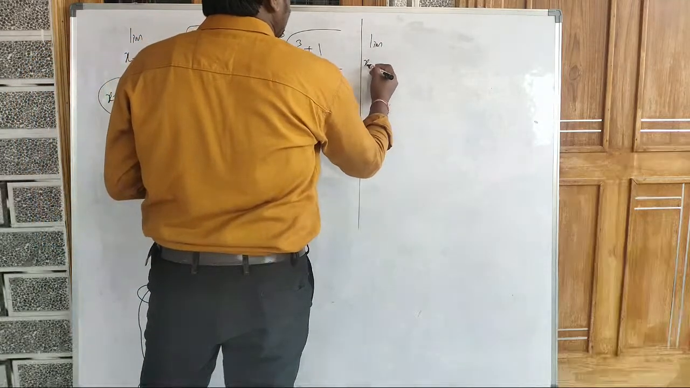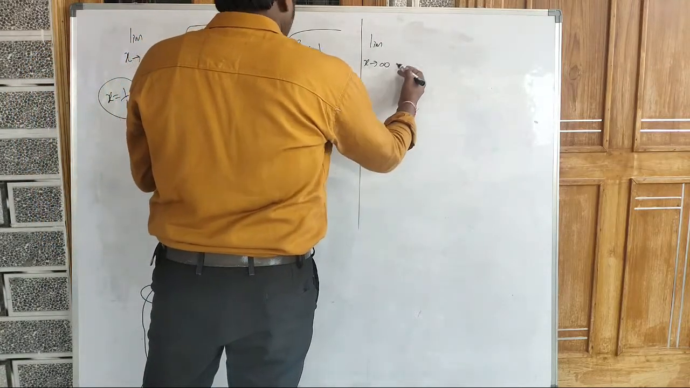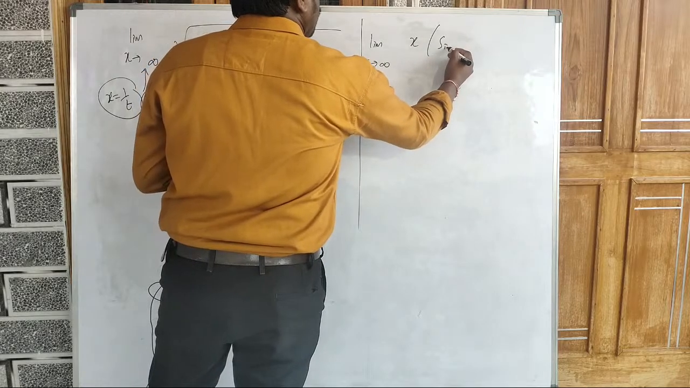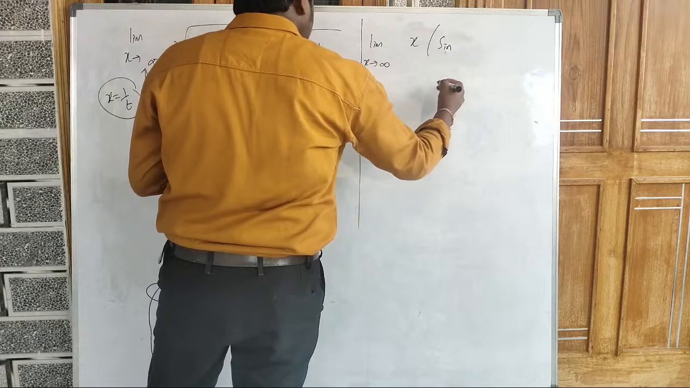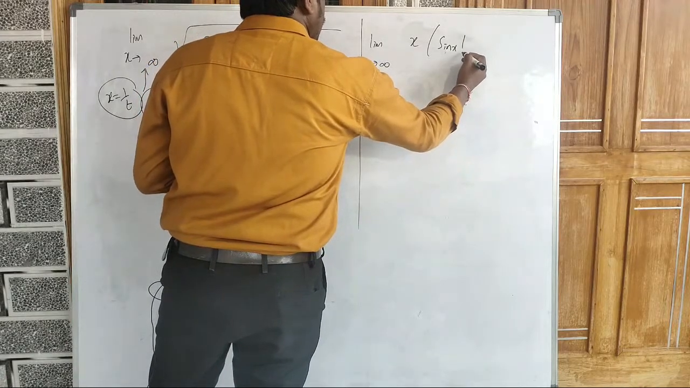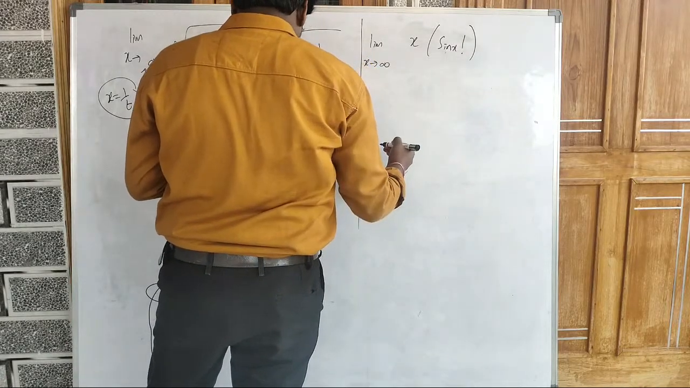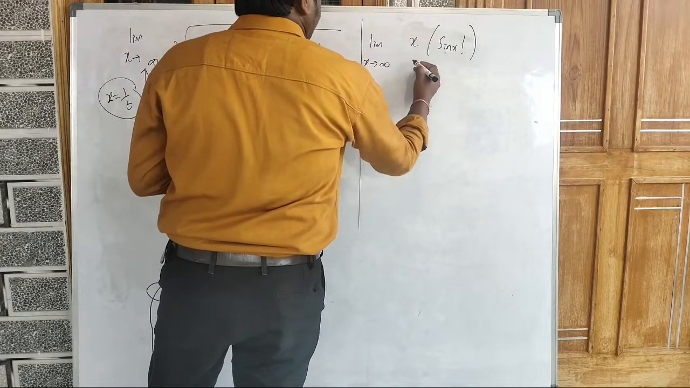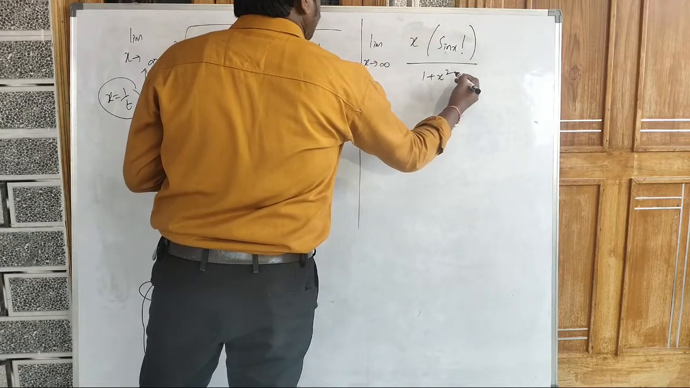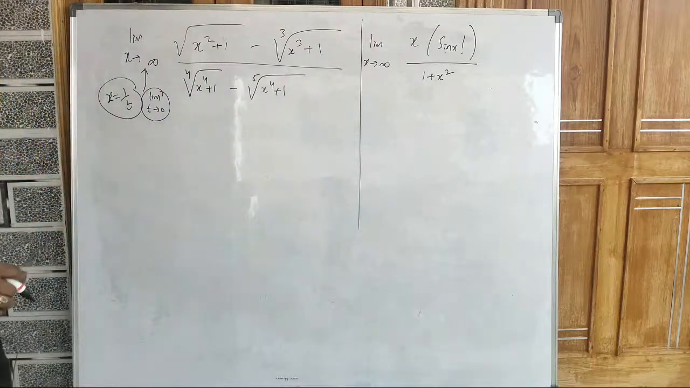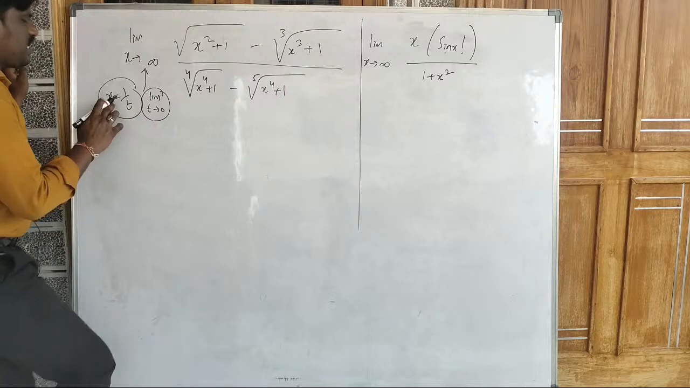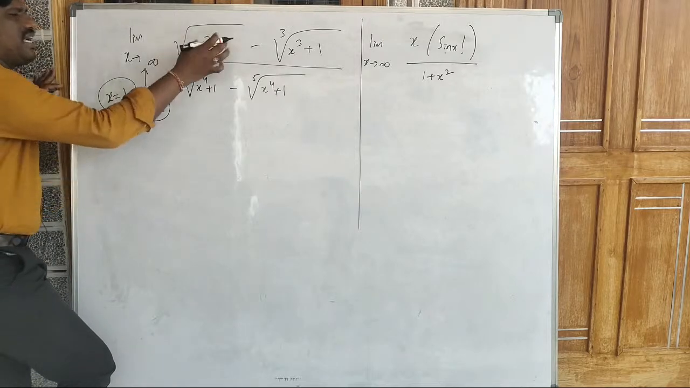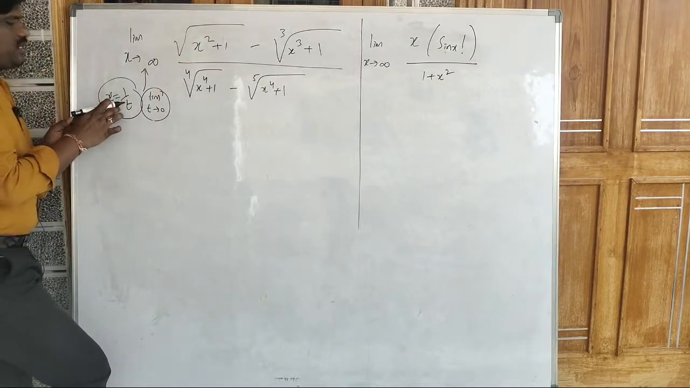Limit x tending to infinity, x into sin x factorial divided by 1 plus x square. So two questions are there. Now I'll explain this question. Do you want the x is equal to 1 by t substitution or direct?